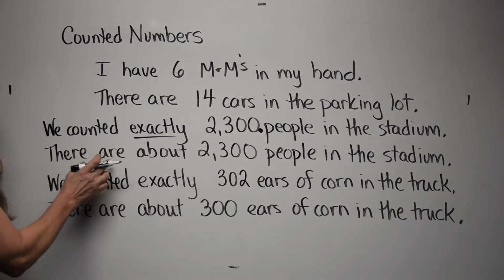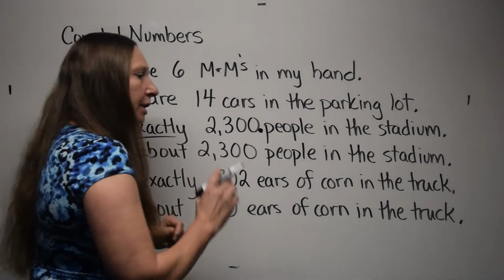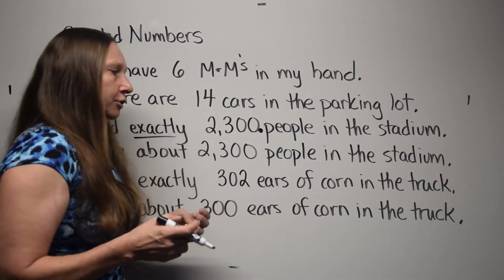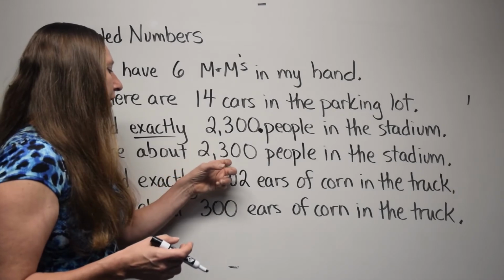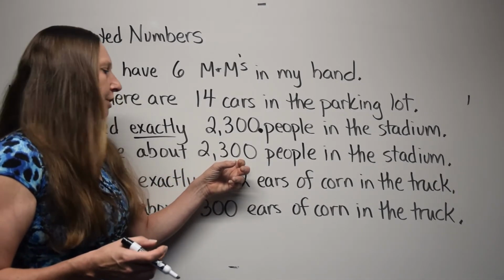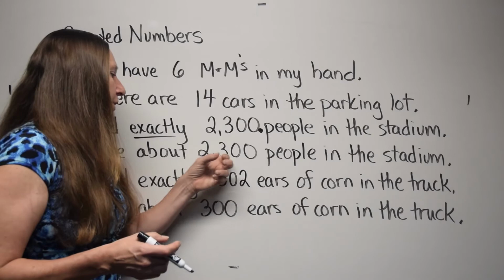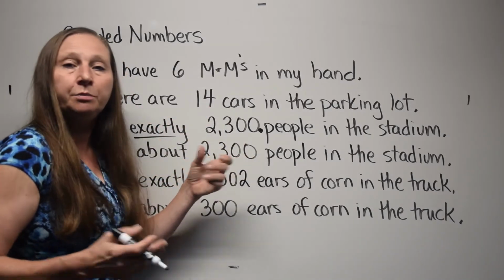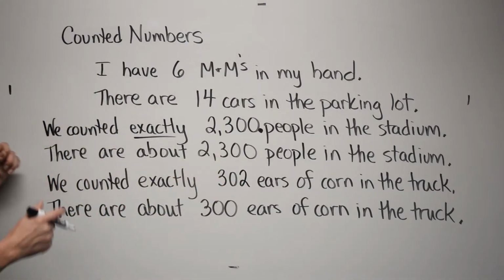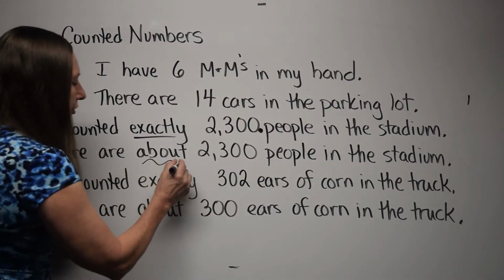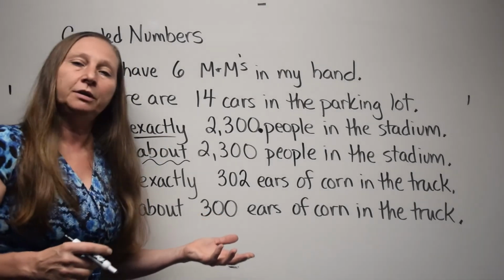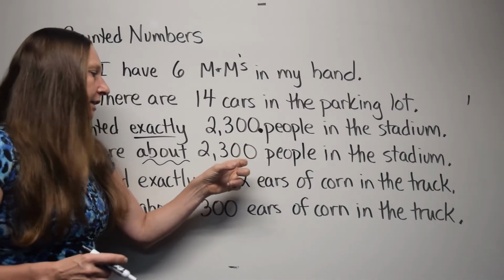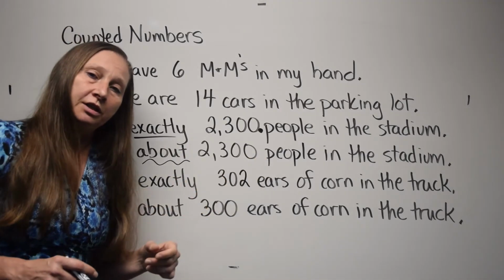What if you were to say there are about 2,300 people in the stadium? Well, if there's only about 2,300 people in the stadium, it might be 2,290, 2,296, 2,312, even 2,320 people, maybe. We don't know, because we only know that there are about 2,300 people in the stadium, so you definitely do not put a decimal point there, and we know that this number does not have infinite significance.